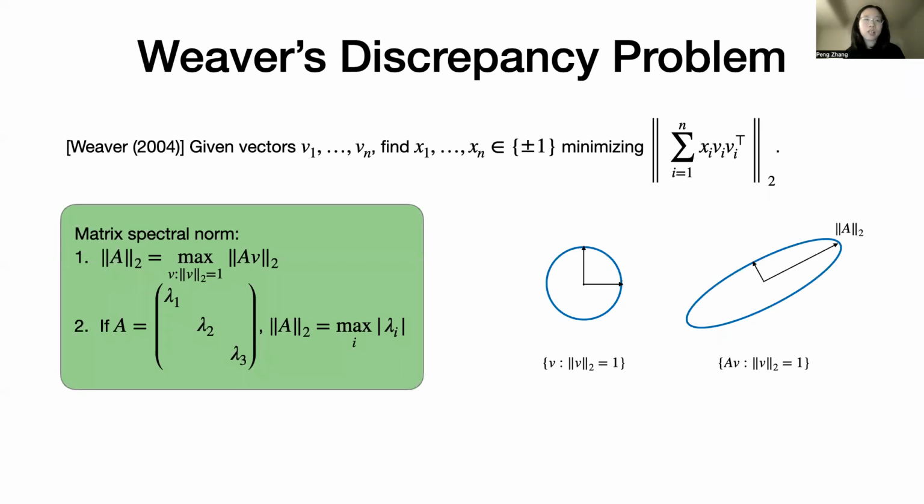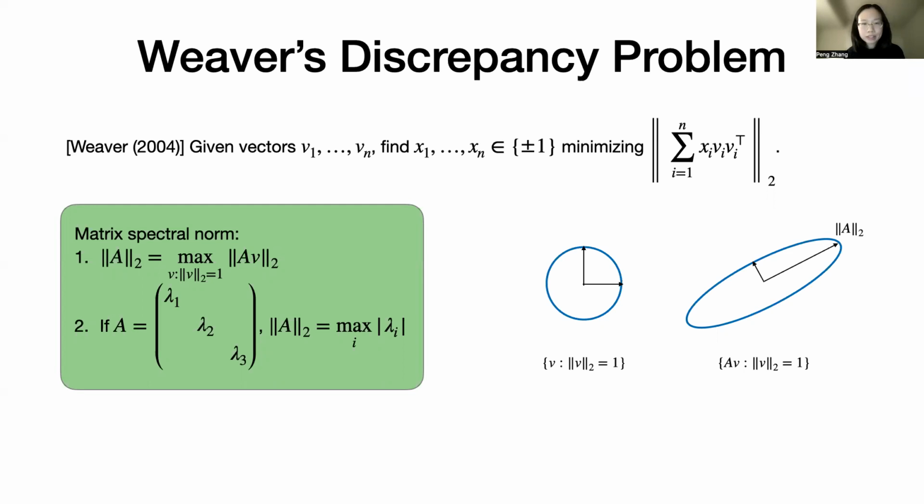What is the spectral norm of a matrix? Here we consider a matrix A. We define the spectral norm of matrix A to be the maximum Euclidean norm of A times vector v among all the vectors v with Euclidean norm 1.